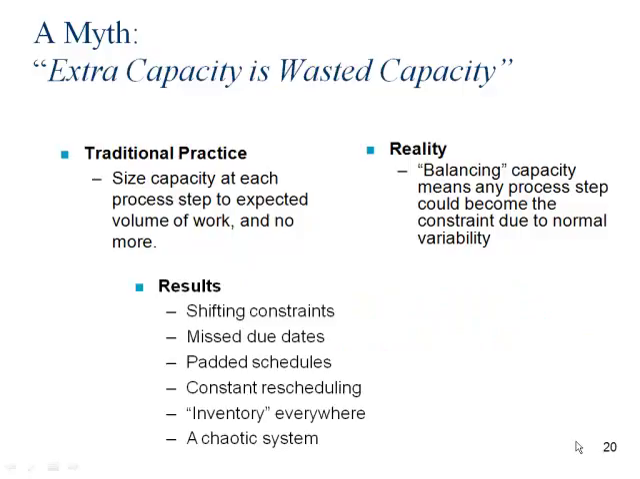So what are the results? Well, if we try to balance capacity too closely, we can have shifting constraints that we can't anticipate. Because of that, we can have missed due dates. Suddenly performance goes wild. If performance goes wild enough, people are going to start padding their schedules. They're going to do constant rescheduling and build up inventory in the system to protect themselves. And in effect, you get a chaotic, fat system.